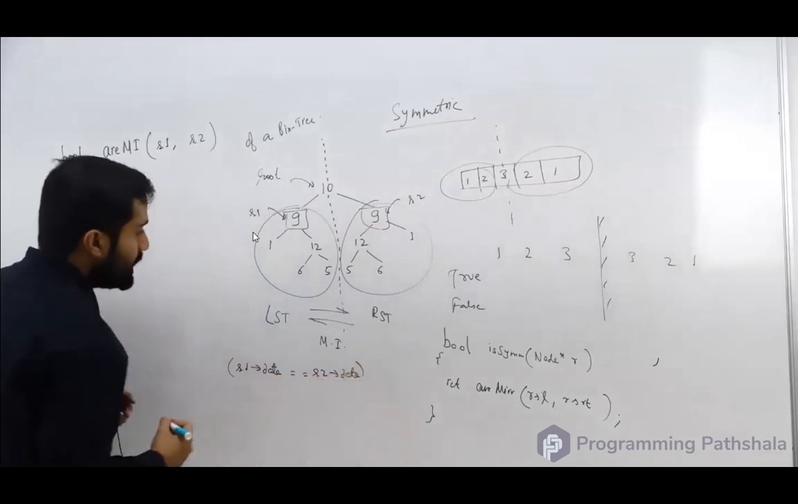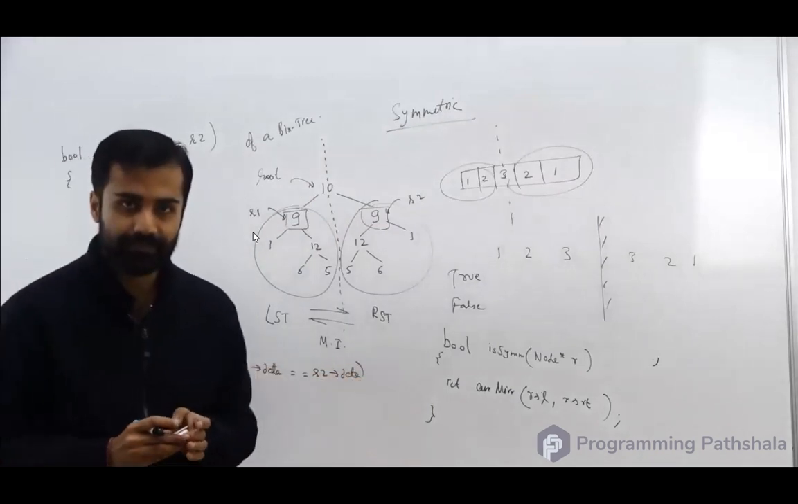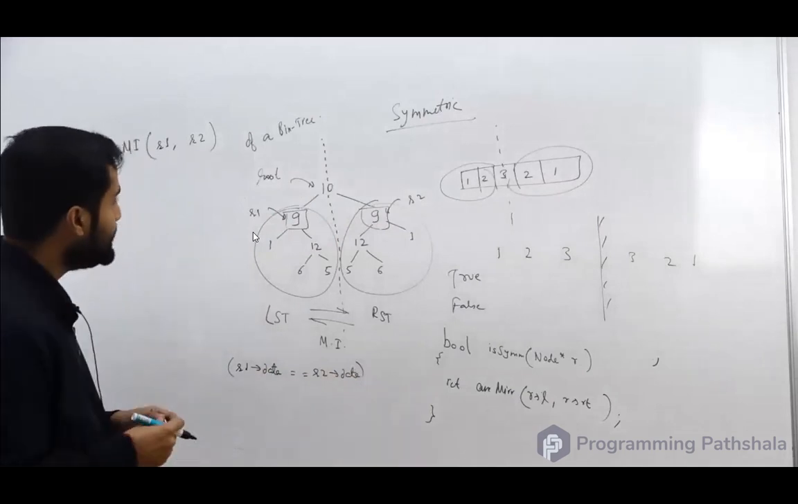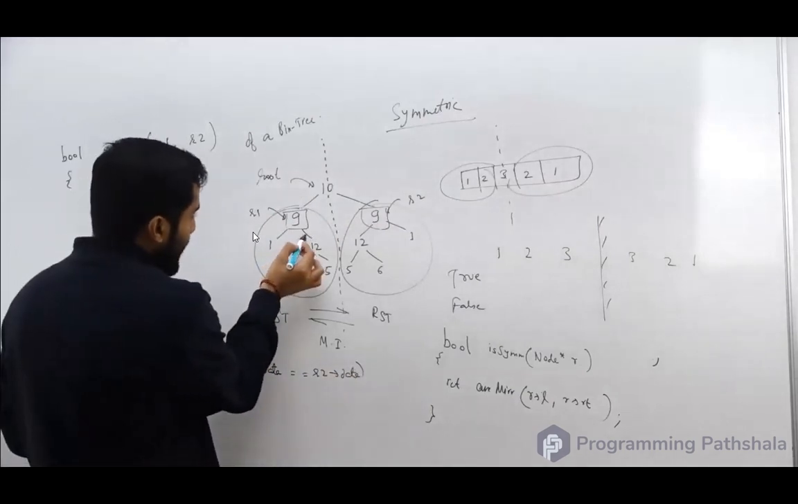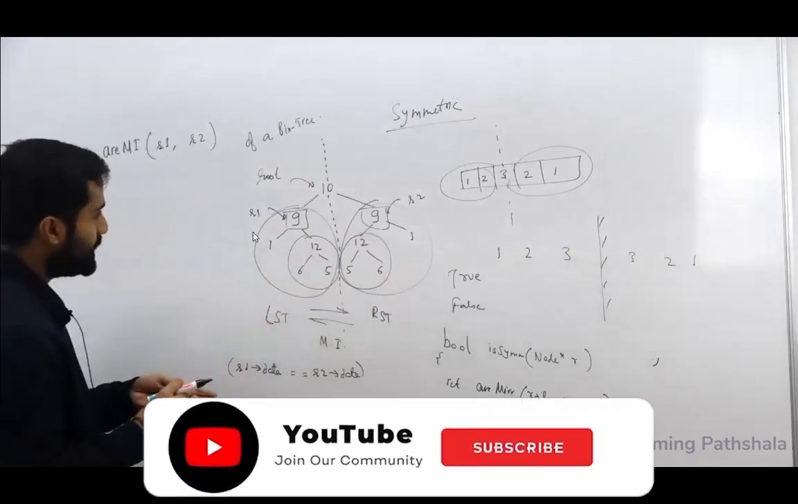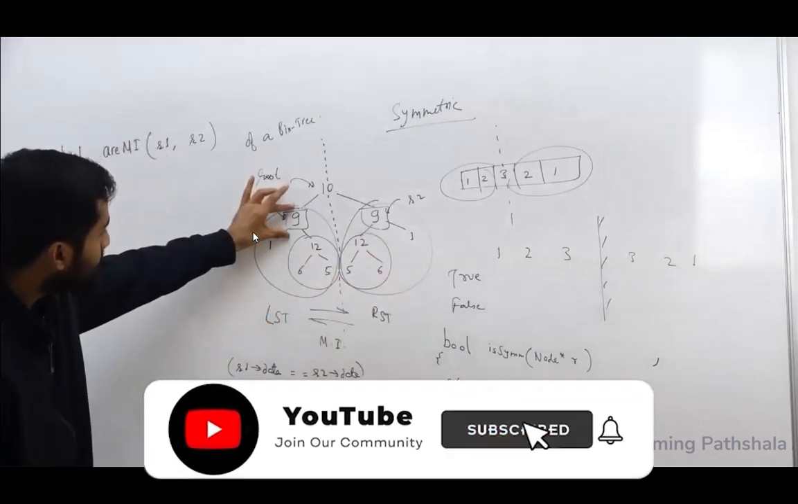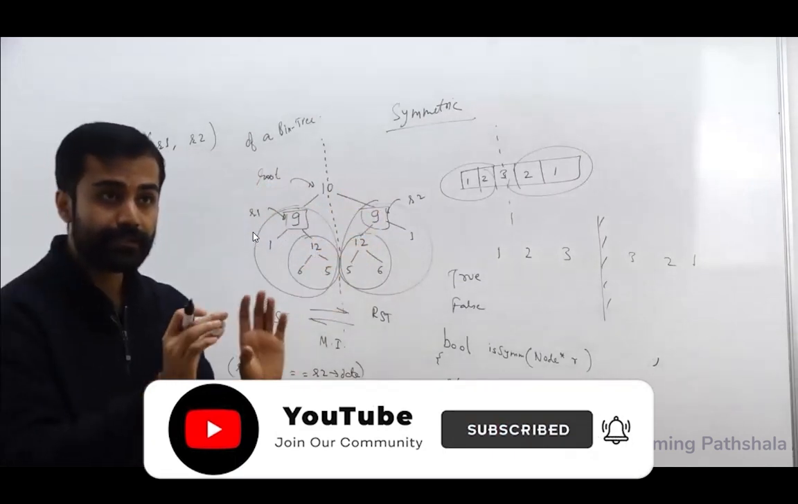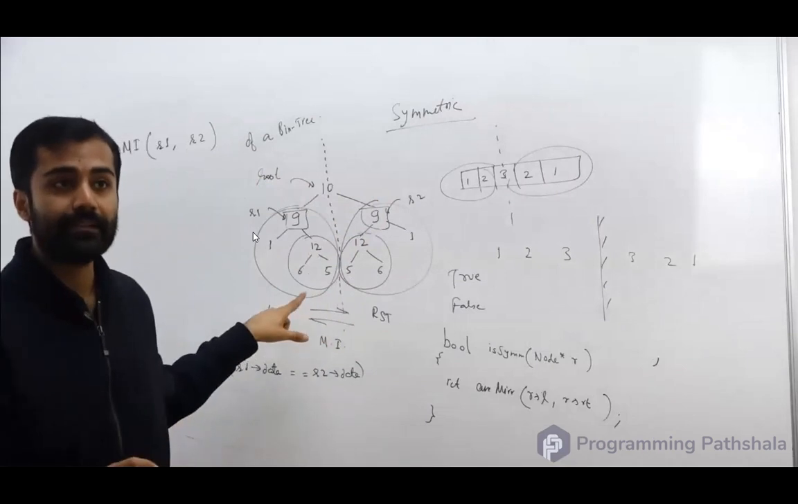Correct? But only this much is not enough. Certain other things also have to be true. That means the right of it should be a mirror image of the left of it. So the right subtree of R1 and the left subtree of R2 should be each other's mirror images. Do you see that? Yes or no?